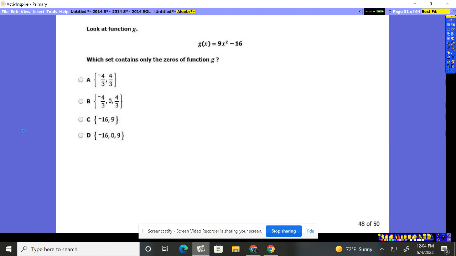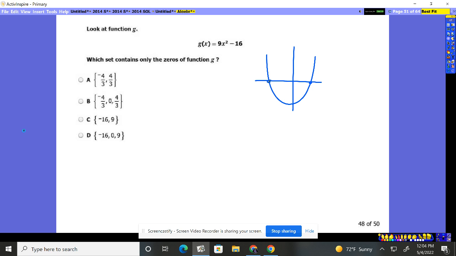Okay, so question 48. It says, look at the function g of x equals 9x squared minus 16. Which set contains only the zeros of the function? Now, the zeros mean where it's crossing the x-axis. So all we need to do, here's a graph. If we graph this, it's going to come through, and we're just trying to find these two spots.